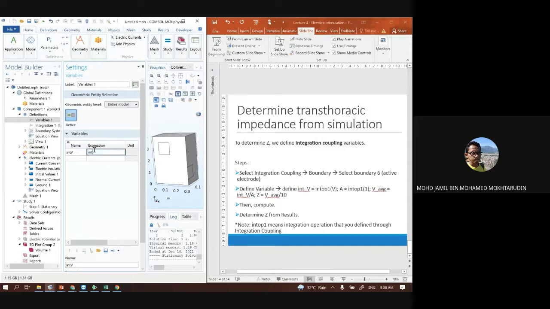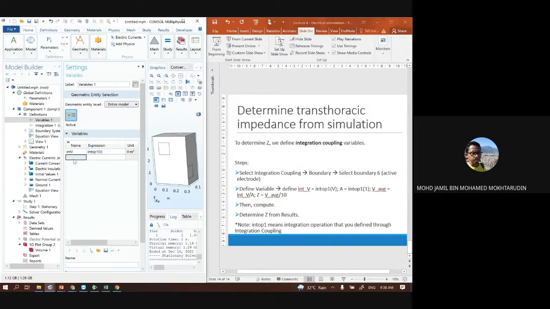So you write INTV, because you want to integrate inside the electrode only the electric potential. You just write INTOP1 bracket, and what you want to integrate. So you want to integrate the voltage, the electric potential. Check the unit: integration of potential over an area will have unit volt meter squared. So this is correct. This expression means integrate inside this electrode the electric potential.